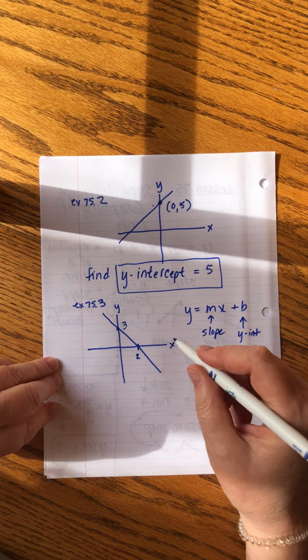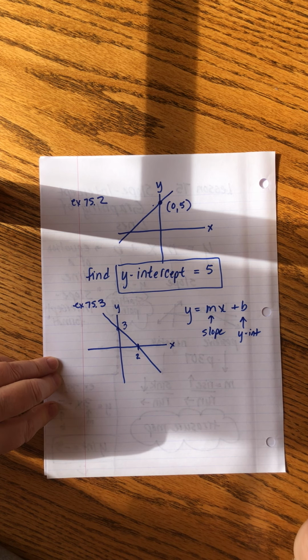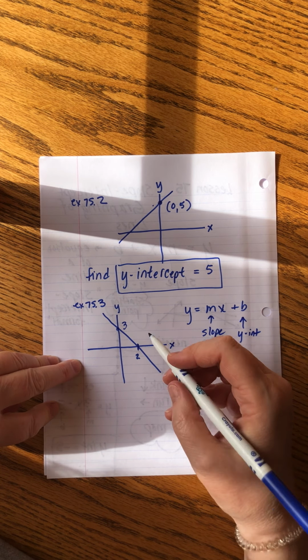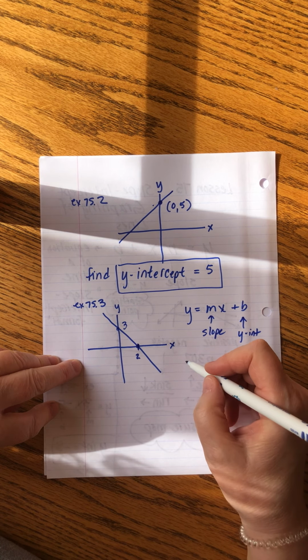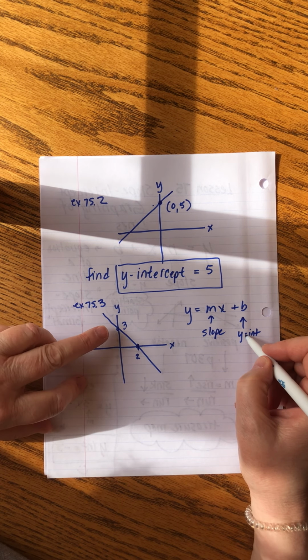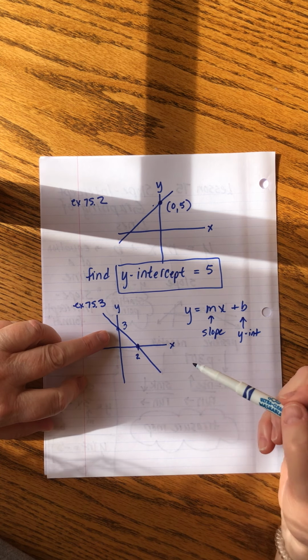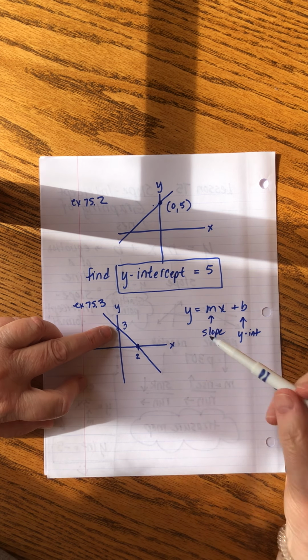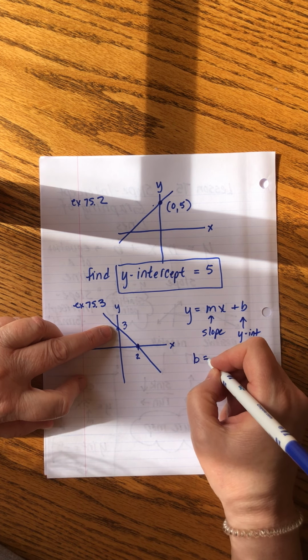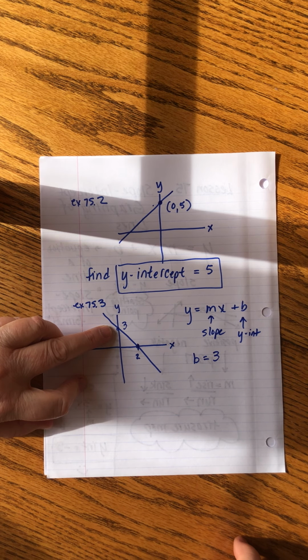Now, in this example, we don't even have to calculate anything. We're just going to look at the numbers and figure it out from there. So we know that our y-intercept is a good starting place. It's the place where our line crosses the y-axis. That's 3. So I can write b equals 3. Okay, that was pretty easy, right?